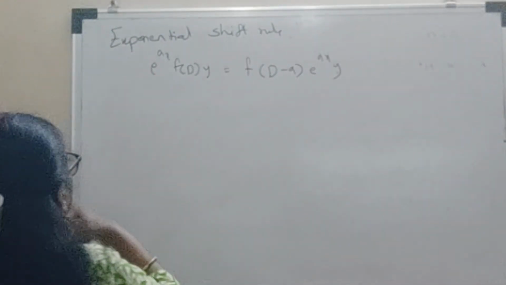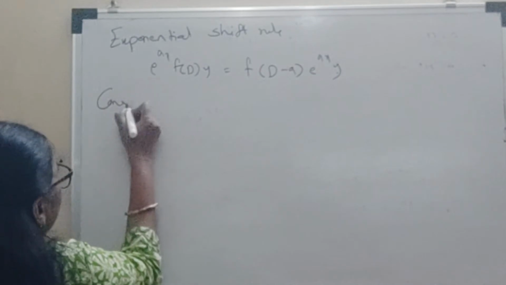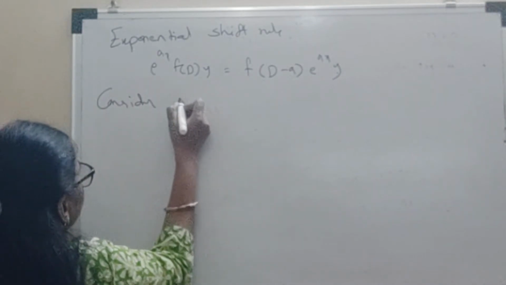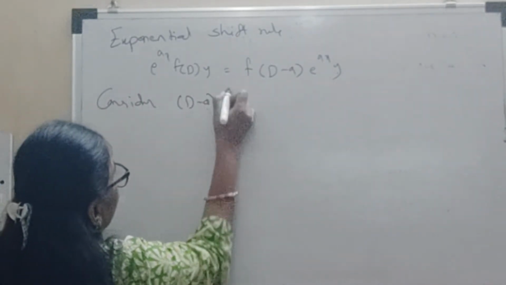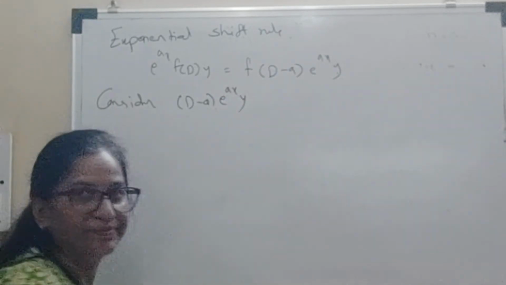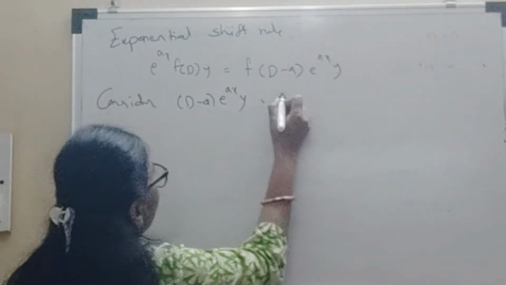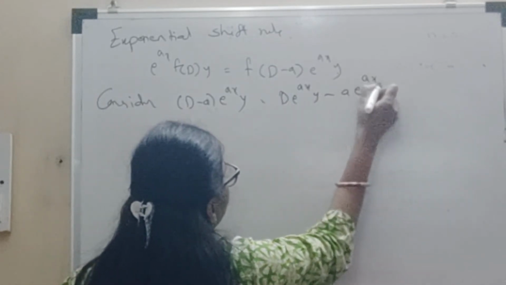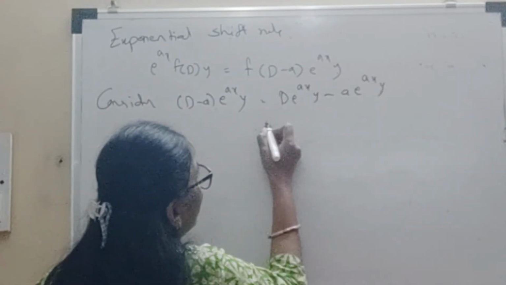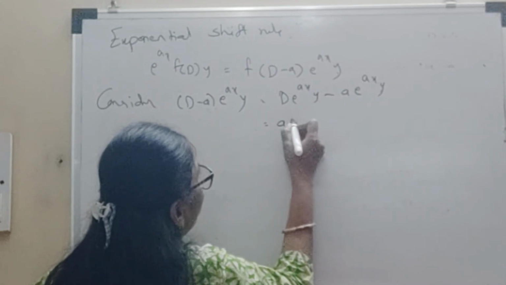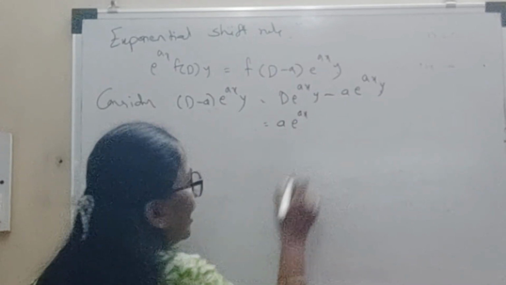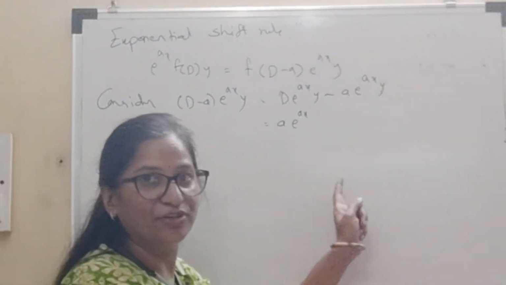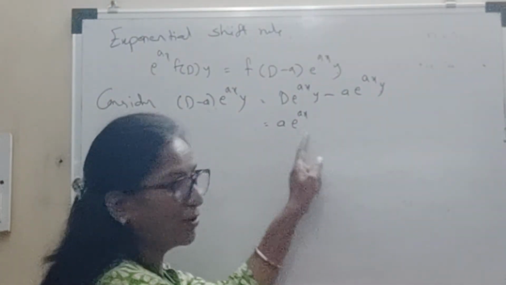Consider (D − a) operating on e^(ax)·y. That is nothing but D operating on e^(ax)·y minus a·e^(ax)·y. So what is the derivative of e^(ax)·y? It is a·e^(ax) by applying the product rule, since y is a function of x.